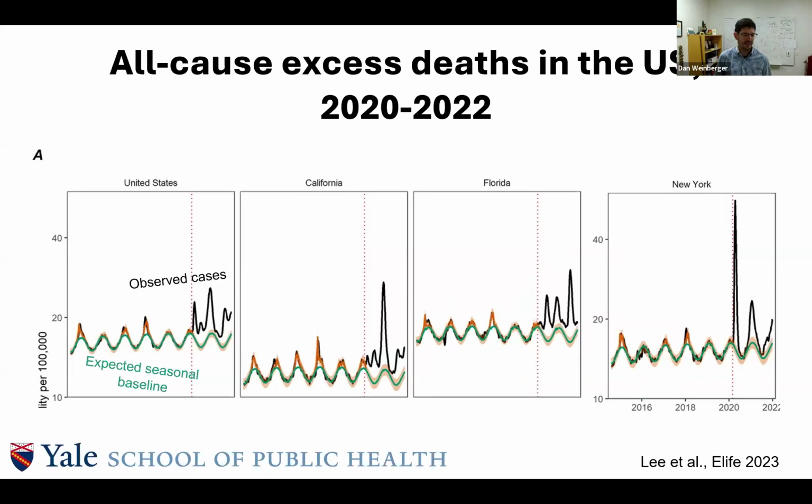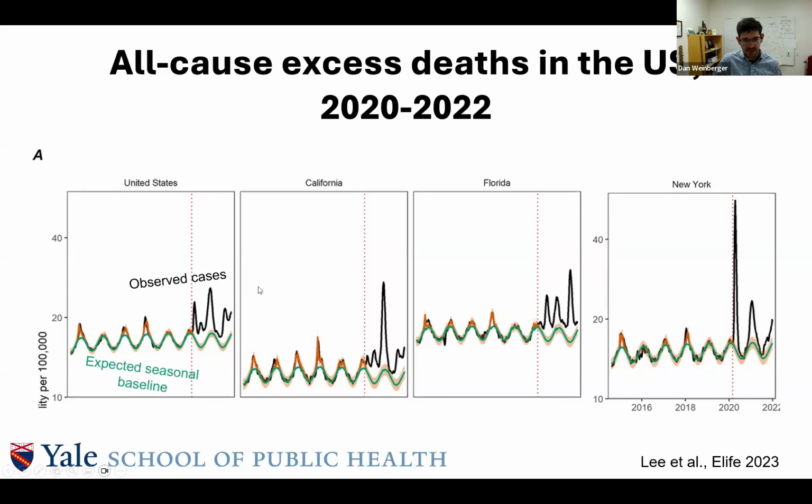Just as an example of this type of analysis, this is looking at all-cause deaths in the United States from 2014 to 2022. And we have a seasonal baseline here, which is shown in green. So that's your expected number of deaths. And then the observed number of deaths is shown in black. You can see in the pre-pandemic period before that red line, the observed and expected deaths are pretty closely matched. And then as you get to the pandemic period, you see those lines separating. So that gives us our excess deaths, the difference between the black line and the green line.